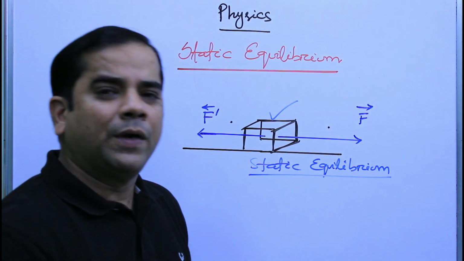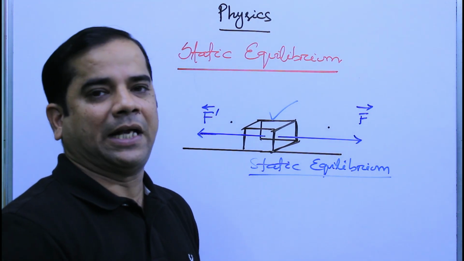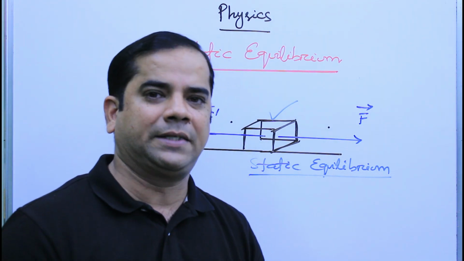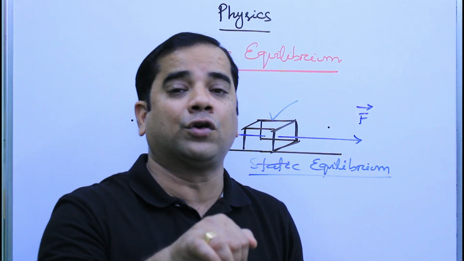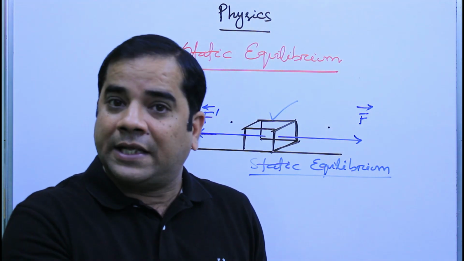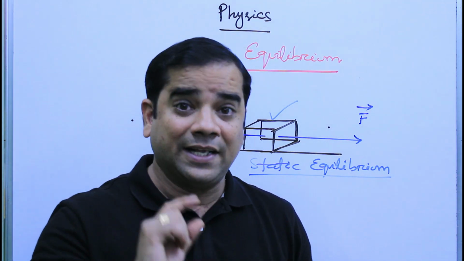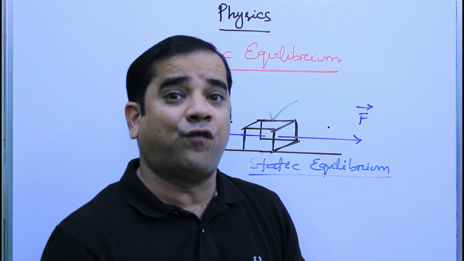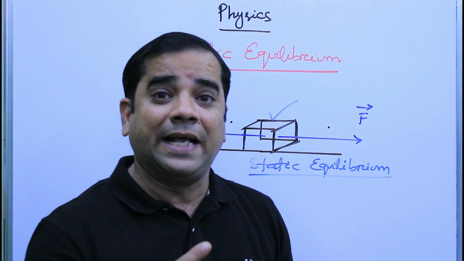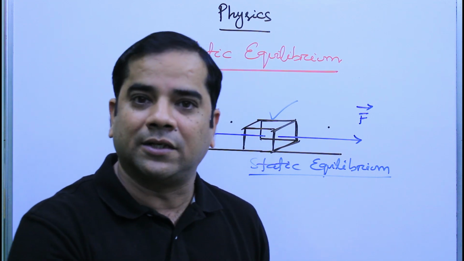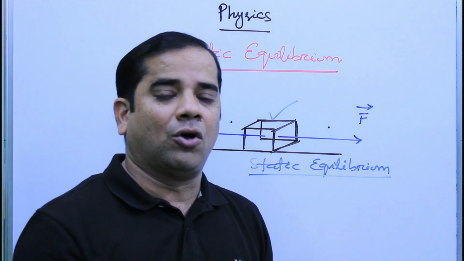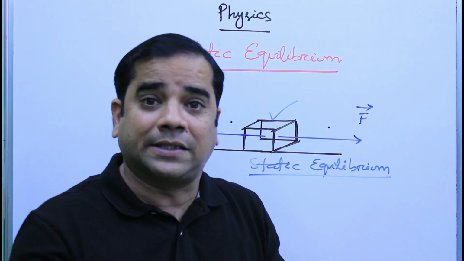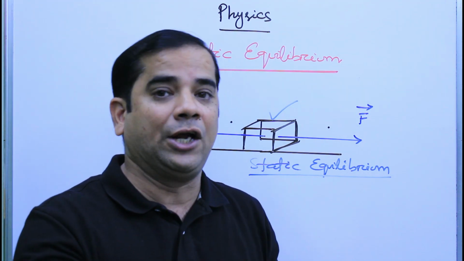Okay, and we can take some other examples as well. See, whenever a book is placed on the table, what happens? The book applies a force on the surface of the table in the downward direction vertically. In the same way, the surface of the table, it applies a force on the book that is vertically in the upward direction. So in this case also, the book remains at its state of rest. That means it follows the static equilibrium.